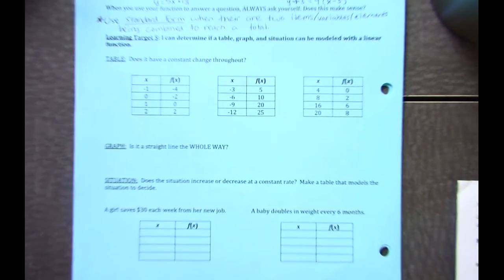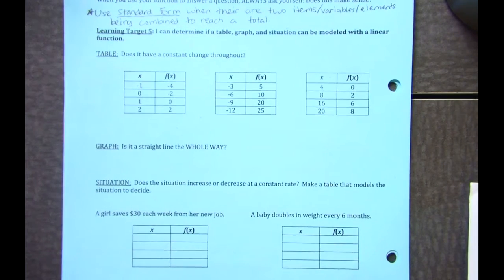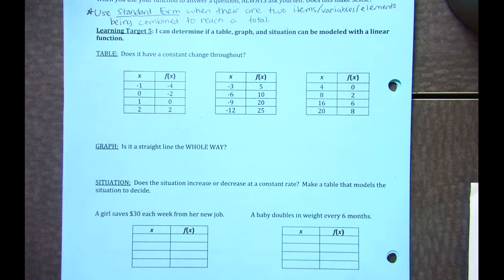Okay, so in the last learning targets, we've talked about linear functions, how to graph linear functions in learning target 3, and how to write linear functions for data, whether it's tables, situations, graphs, in learning target 4. In learning target 5, we're going to talk about how to determine if a table, graph, or situation is a linear function, which means can we model it with a linear function? Because if it's not a linear function, we can't model it with one. So we can't write an equation for it.